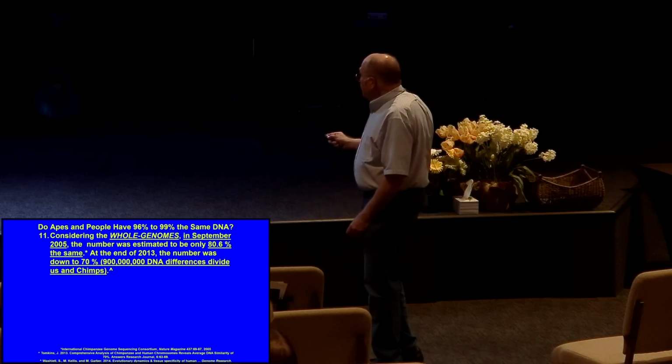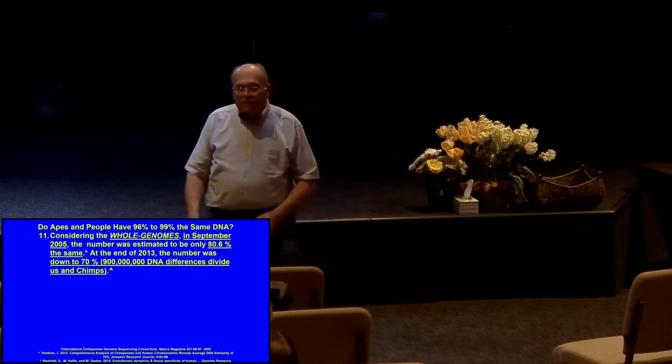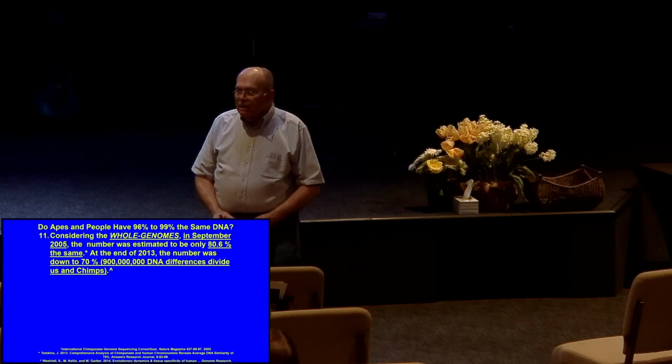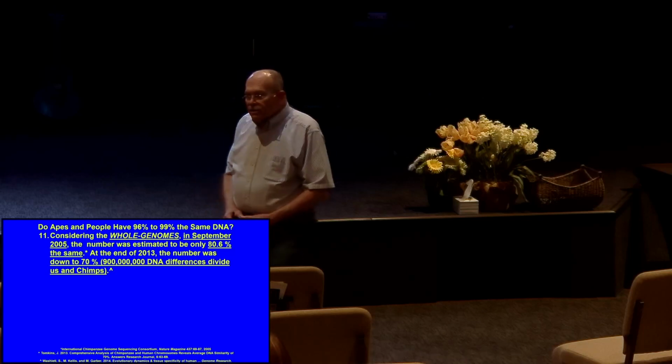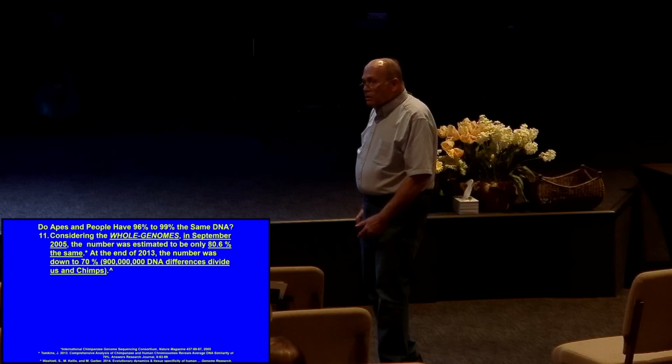Point 11, considering the whole genomes, which were known, ape and human, in September of 2005, the number was down to 80.6. Now remember, that is 13 months before Time magazine published that it was only 1%. Do you think that Time magazine maybe didn't care to know the truth? That maybe they had an agenda? Hello? Oh yeah. Because 13 months before they published, it was already down to 80.6, and I want to bring you up to date. This number is not going to change.